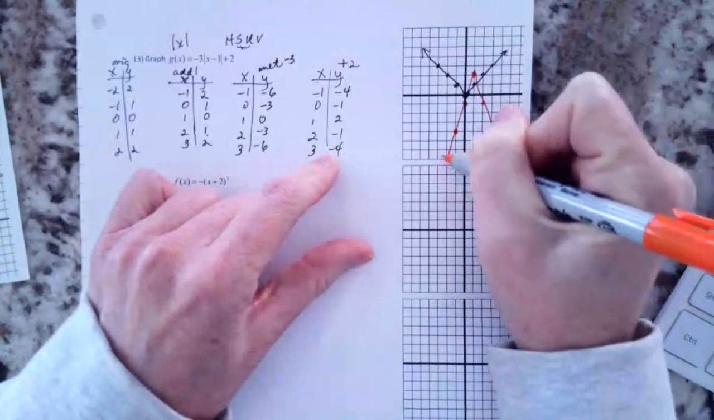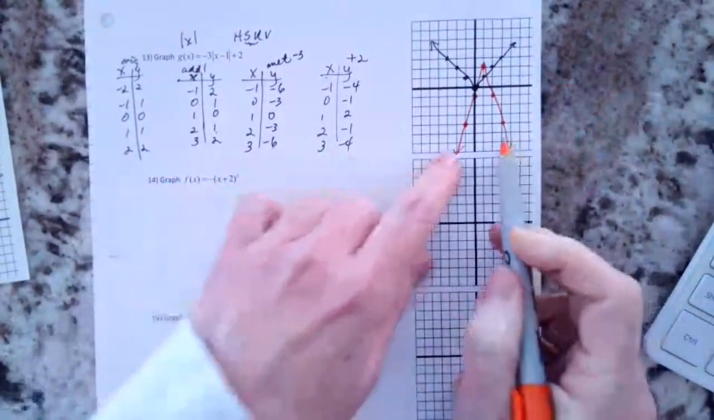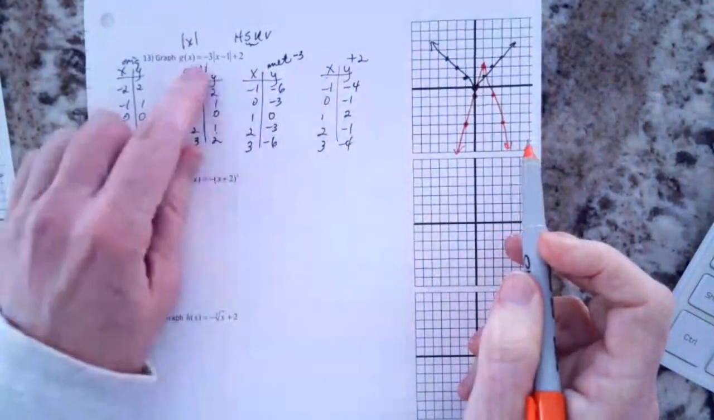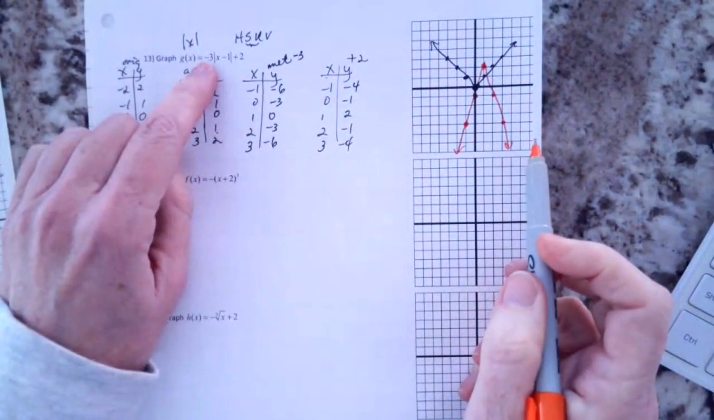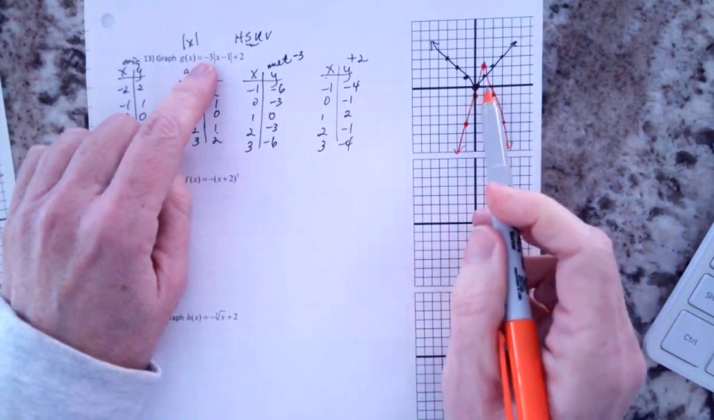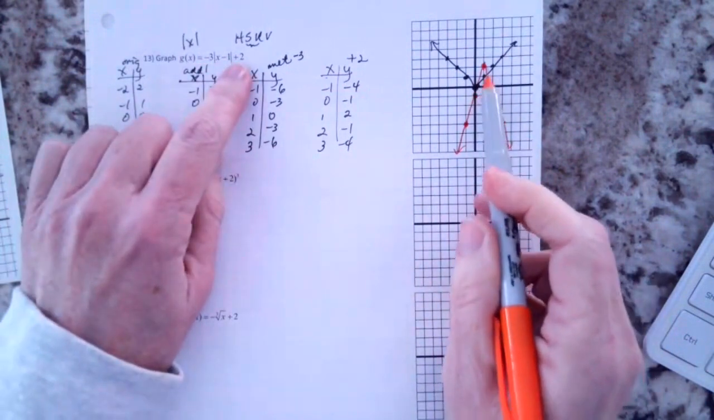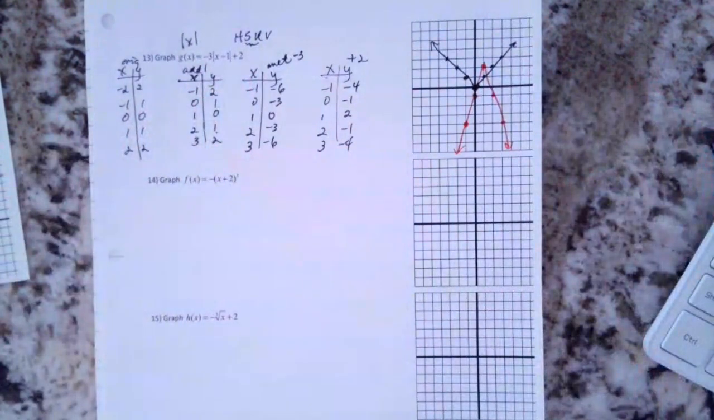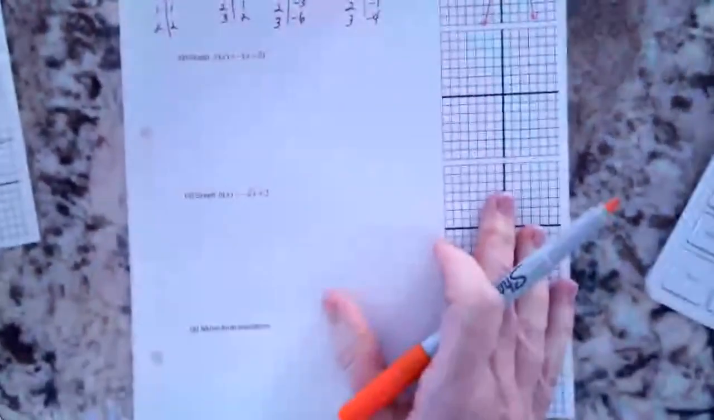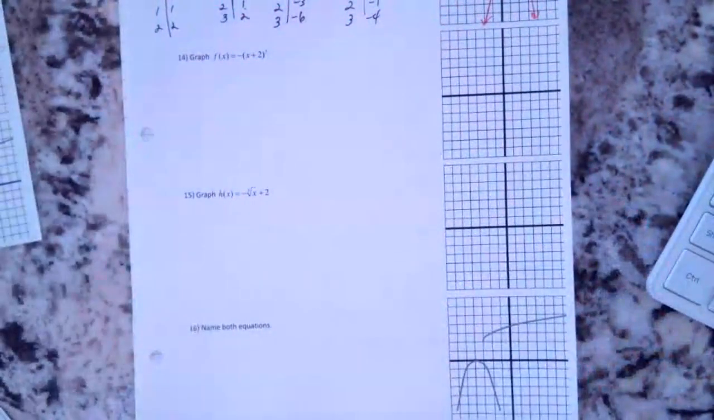Connect the dots, and you can see that's a lot thinner. It's 3 times thin instead of 1 times thin. It goes down. That's what the negative tells you it's going to do, is reverse across the x-axis. It's shifted over 1, and it's shifted up 2. So it's got all kinds of things that are happening to it. Okay, let's look at the remainder of our little problems here.